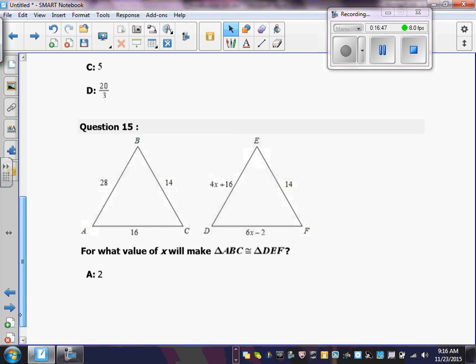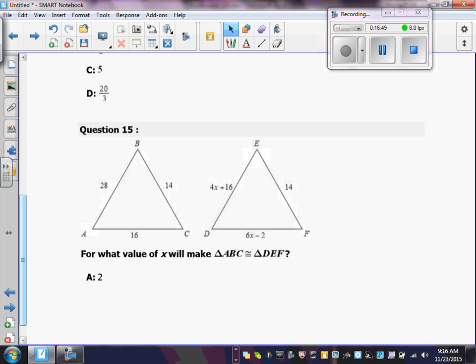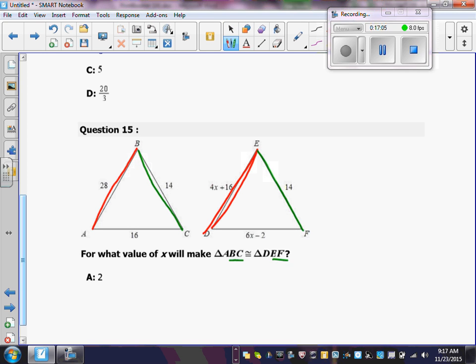The same thing with this problem, but this one, I think the orientation is the same. AB is congruent to DE, which is this side. So you can solve for that. Then it says BC is congruent to EF, which is this side.